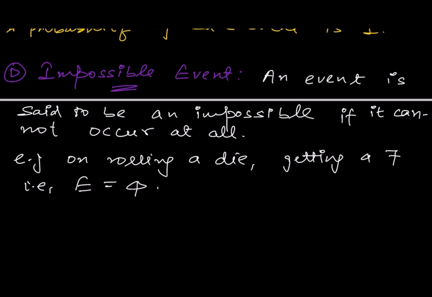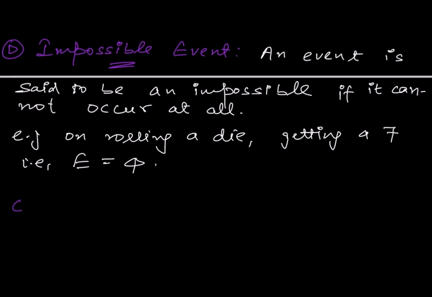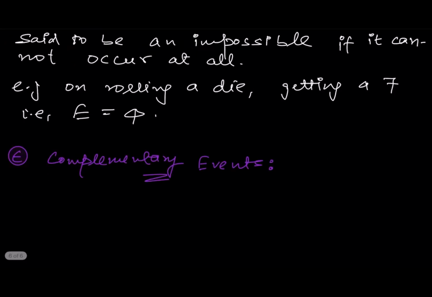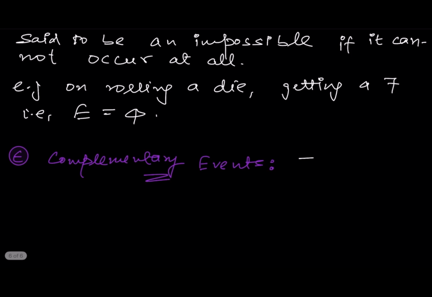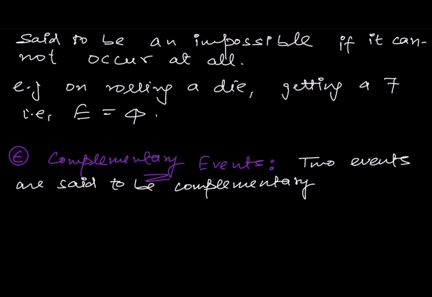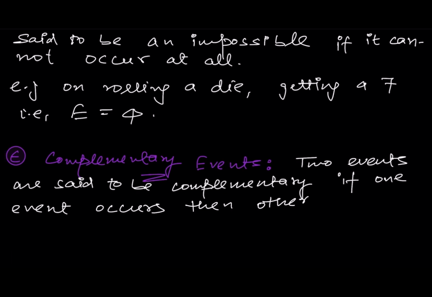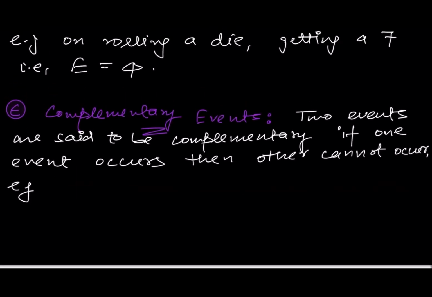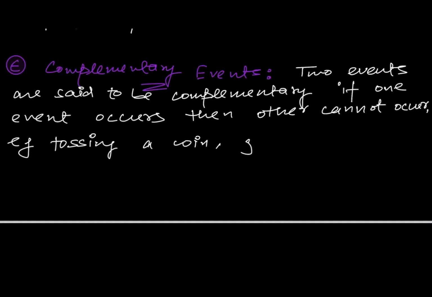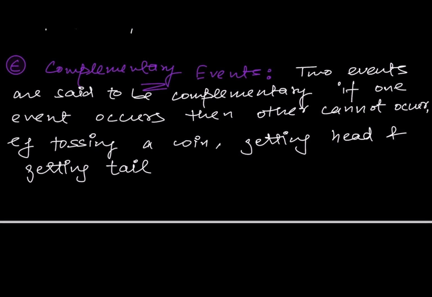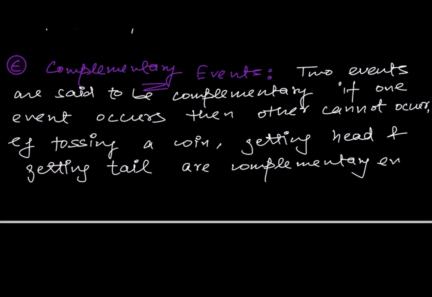Now let's move to fifth type, which is complementary events. So two events are said to be complementary if one event occurs, then other cannot occur. For example, tossing a coin, getting head and getting tail are complementary events, right? Because if head occurs, then tail cannot. If tail occurs, then head cannot.